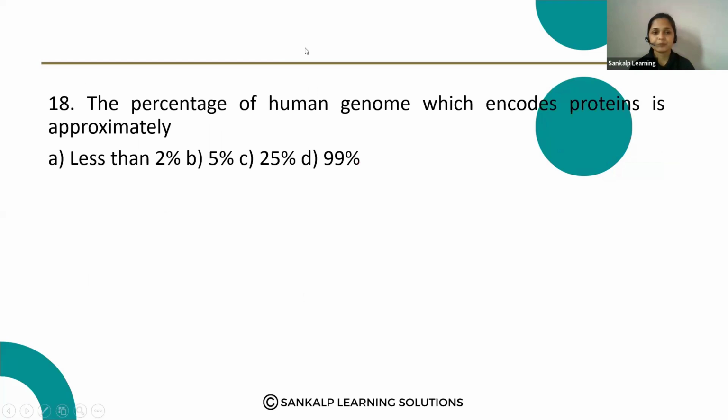Next question. The percentage of human genome which encodes the protein is approximately: A, less than 2%, B, 5%, C, 25%, D, 99%. The percentage of human genome which encodes the proteins is less than 2%. So that is in the Human Genome Project. Okay. The correct answer is option A.